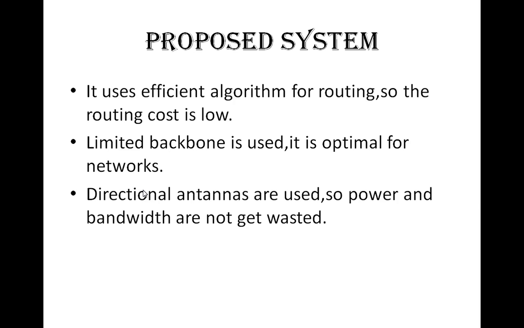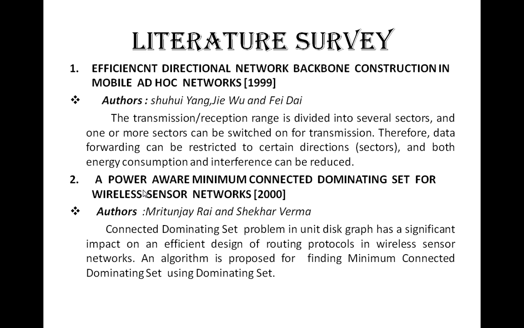In my proposed system, I am using an efficient algorithm for routing. So the routing cost is low, and I am constructing only a limited number of virtual backbones. So it is optimal for the network, it does not cause conflict, and it does not require more cost for constructing the virtual backbone. Then I am using directional antenna for data transmission so that power and bandwidth are not wasted.